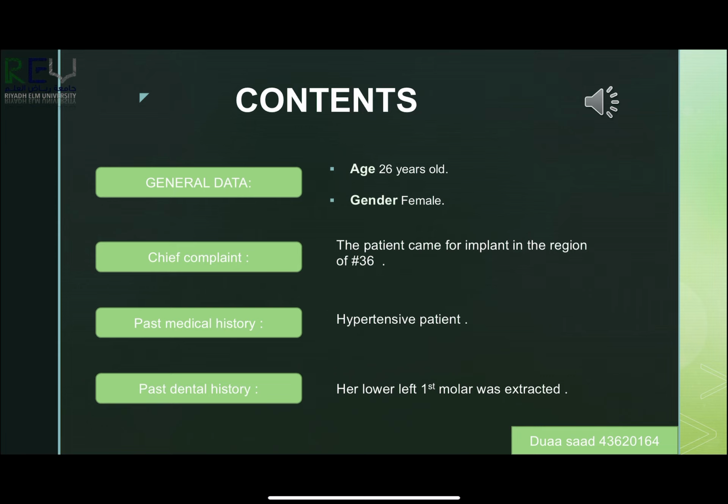And now, I am Dua Saad. I will talk to you about the contents of the case and radiographic interpretations. The general data of the patient: she is a female, 20 years old. The chief complaint is that the patient came for an implant in the region of tooth number 36. The past medical history: she is a hypertensive patient. The past dental history: her lower left first molar was extracted.